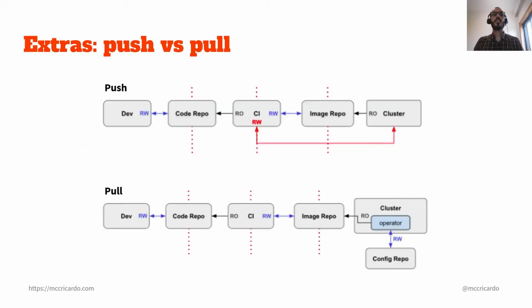Another common question is usually about push versus pull. The idea many times is that we have a pipeline and we would push a change into a cluster, for example. And with GitOps, we're flipping that, and we're advocating for a pull. So the idea here is for the cluster itself to look at the definition and update itself.